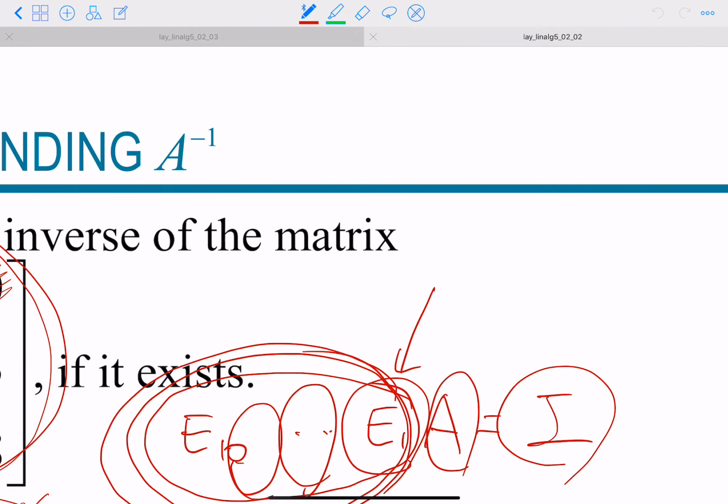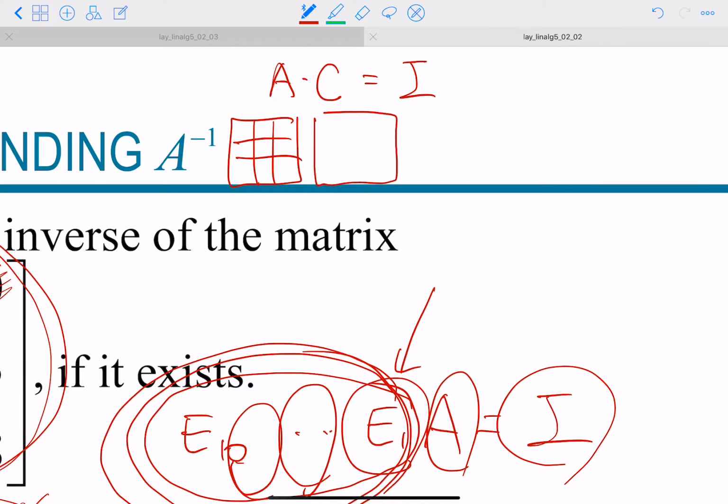Yep, so we want to obtain A inverse, and let's call that C, which forms the identity matrix. Suppose we have A as 3x3 and also C as 3x3, and then the identity matrix will be 1 0 0, 0 1 0, 0 0 1, right?